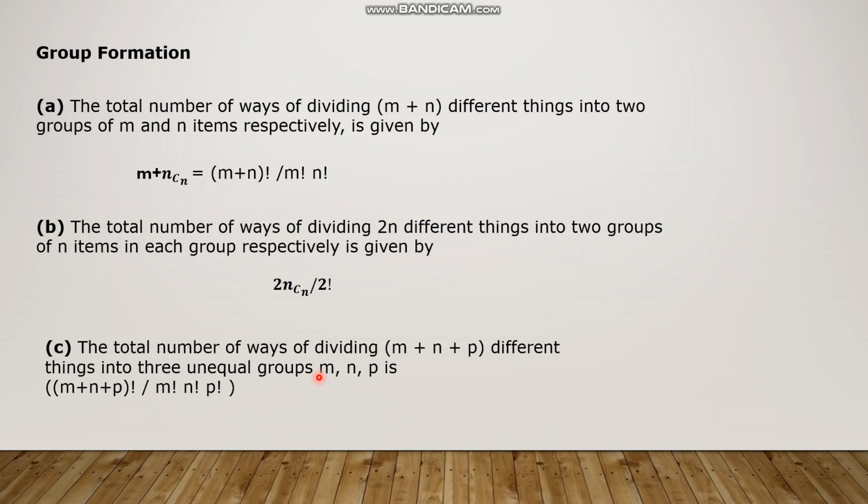The total number of ways of dividing m plus n plus p different things into three unequal groups of m, n and p is given by (m plus n plus p) whole factorial divided by m factorial into n factorial into p factorial. These formulae will help you while solving some of the problems.